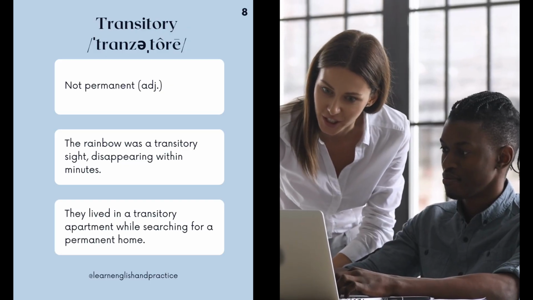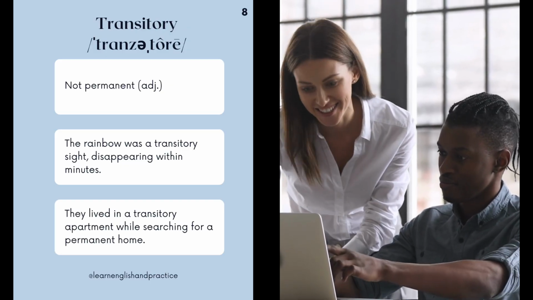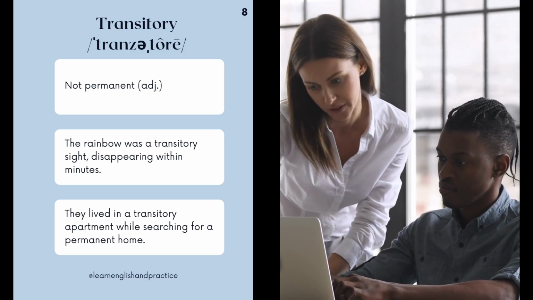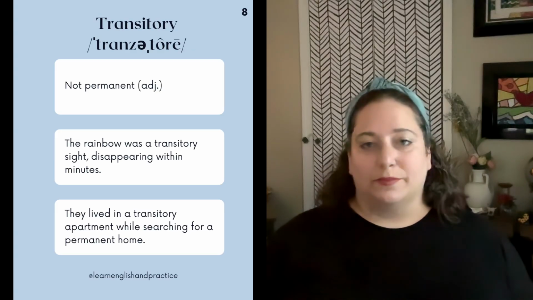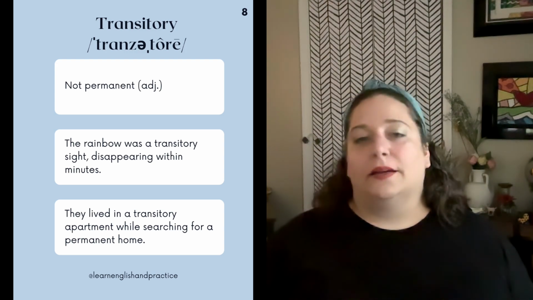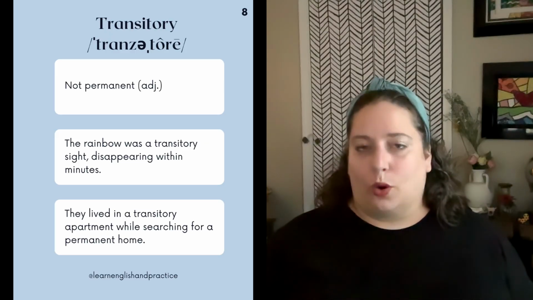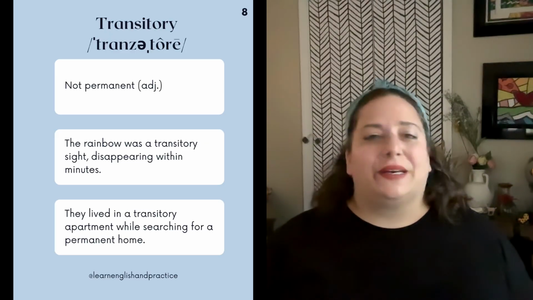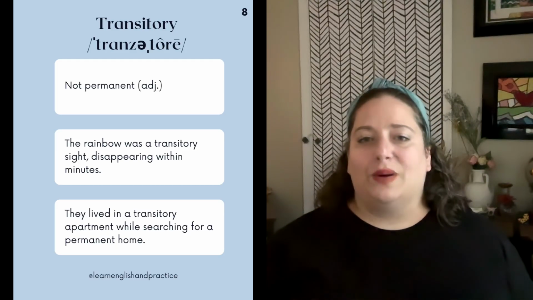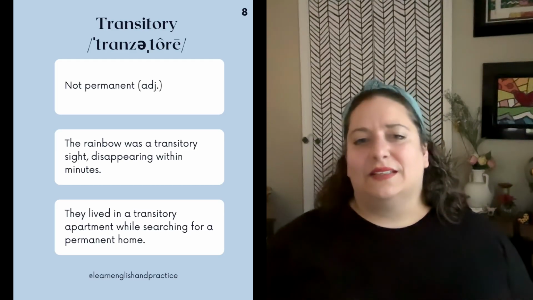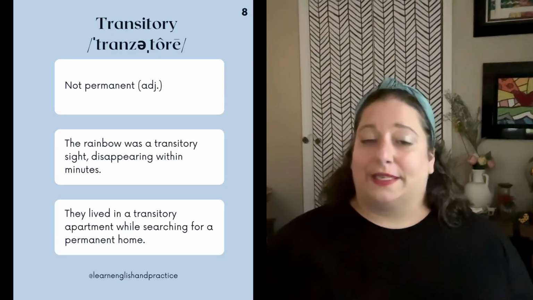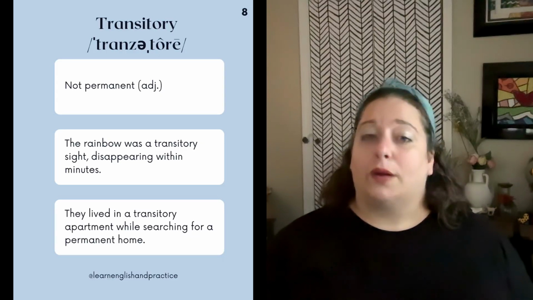And that internship is a short-term role where they get to get some work experience and learn some basic skills. They're not going to be an intern for a very long time. So it's a transitory role, and that's everybody's expectation. Examples are, the rainbow was a transitory sight, disappearing within minutes. They lived in a transitory apartment while searching for a permanent home.